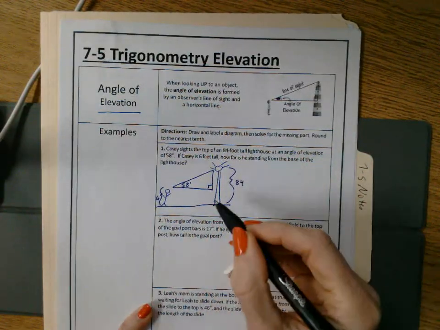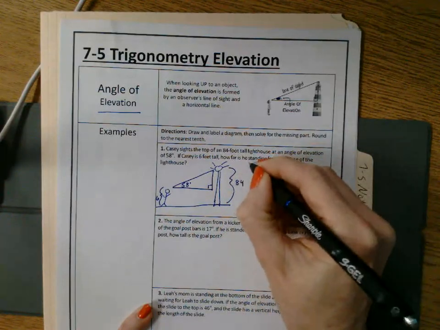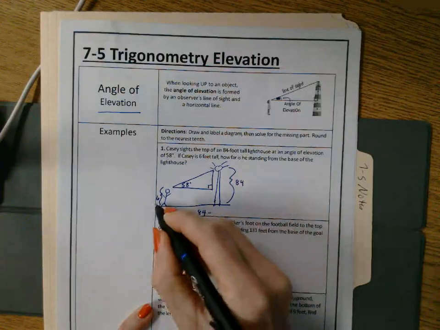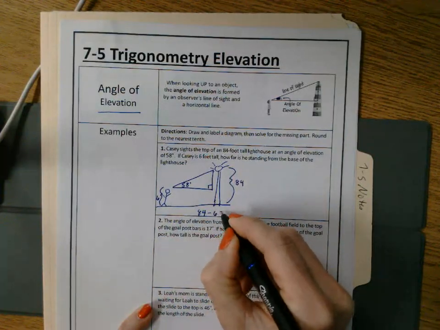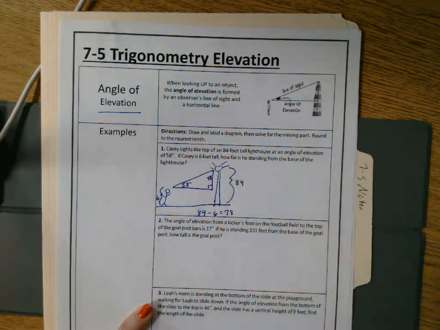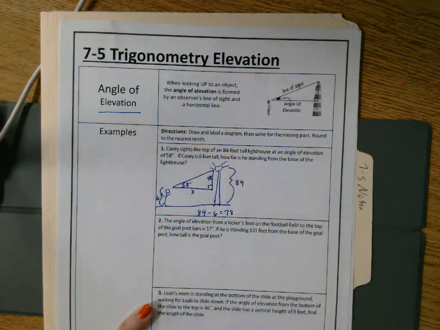So for the triangle, we need this distance right here. So we're going to take 84 minus the 6 feet, and we get 78. So that makes this distance over here 78 feet. And what we're trying to find out is how far he is standing from the base. So that's our x. So we got our picture labeled. Now we're ready to solve.